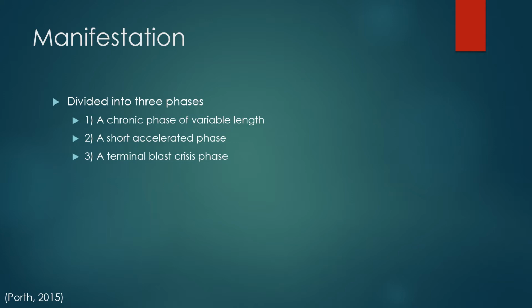And then when you move into the terminal blast crisis phase, it's an evolution to acute leukemia, and it's characterized by an increased number of myeloid precursors, especially blast cells in the blood. Symptoms become more pronounced during this period, and splenomegaly may increase significantly. There's a very high blast count, and symptoms of leukostasis may occur. For those who are in the blast crisis phase, the prognosis is poor, and the median survival is 3 months.